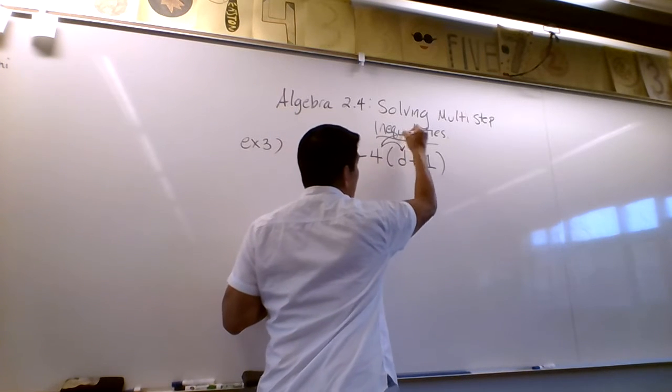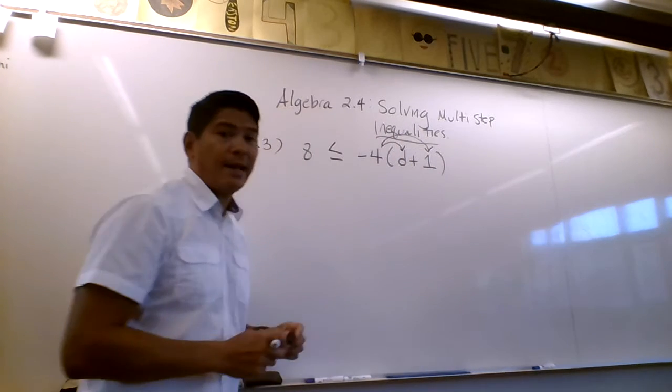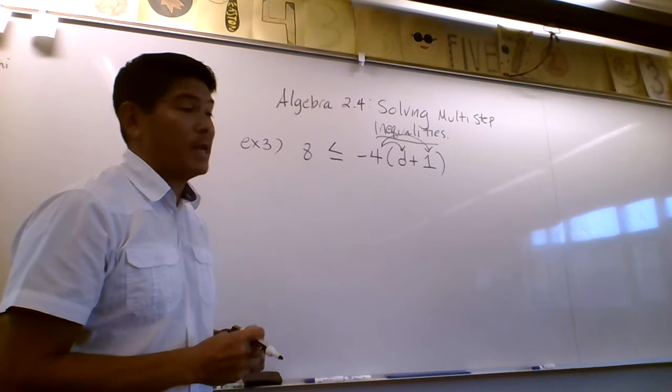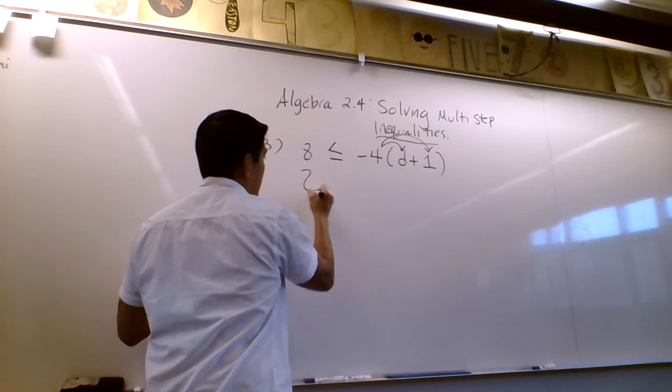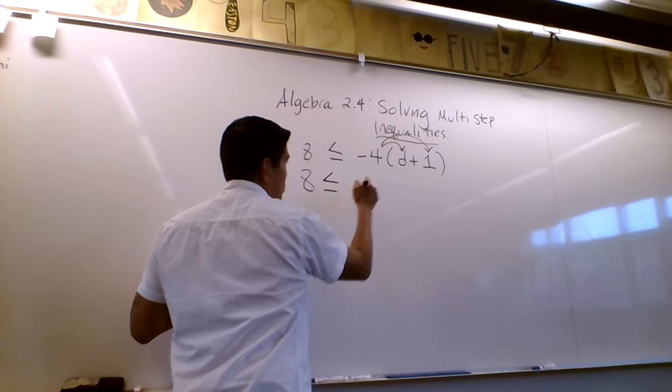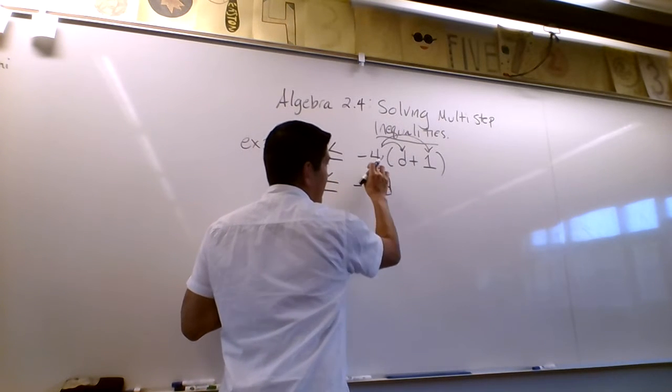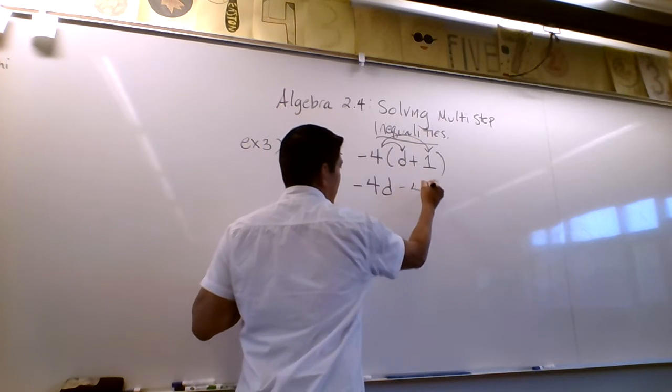You're only distributing the negative 4 on the right side of the inequality, so it's not multiplying both sides of the inequality by a negative. You don't reverse the inequality. So we have 8 is less than or equal to negative 4 times d, which is negative 4d. Negative 4 times 1 is negative 4.